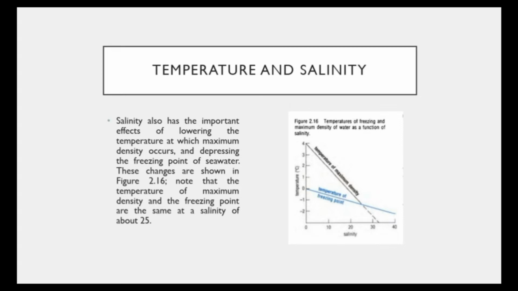Temperature and salinity. Salinity also has the important effects of lowering the temperature at which the maximum density occurs and depressing the freezing point of the seawater. These changes are shown in figure 2.16. Note that the temperature of maximum density and the freezing point are the same at a salinity of about 25.